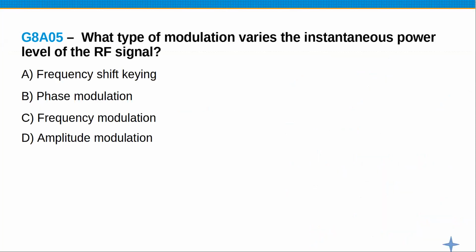So what type of modulation varies the instantaneous power level of the RF signal? Amplitude modulation. I think they word it that way to confuse you, where the power level is basically you're modifying the amplitude, which in effect changes the power level.